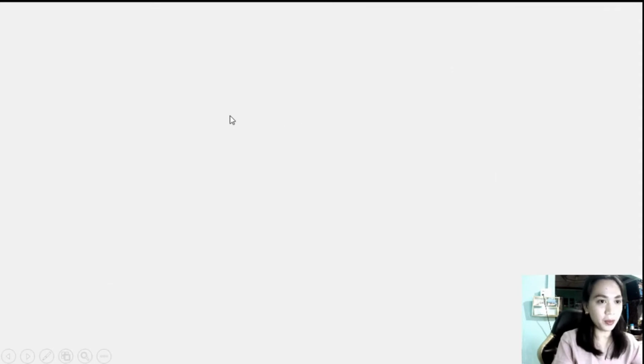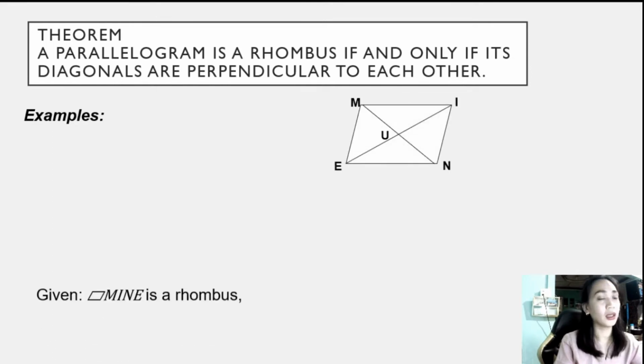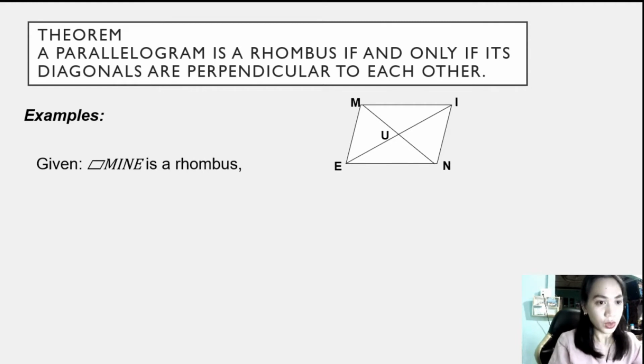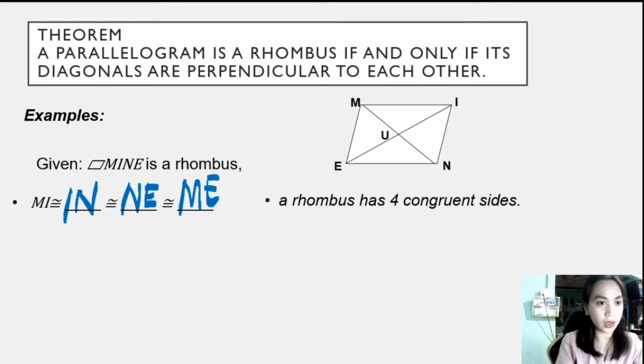Okay, so for the example in this theorem, we have MINE is a rhombus. So the intersection of their diagonals is U. So you have MI is congruent to IF. It is also congruent to NE. It is also congruent to ME. Okay. Now, what is the reason?